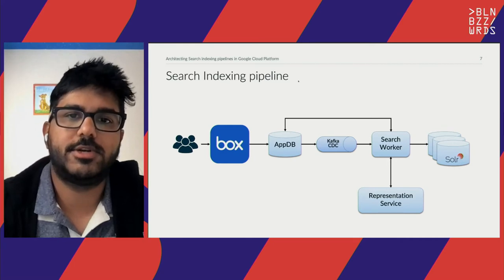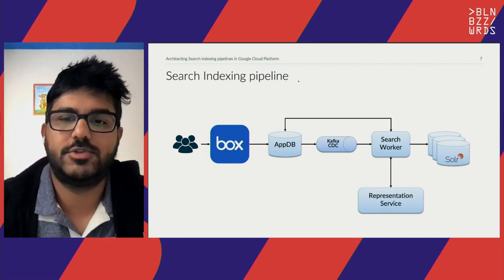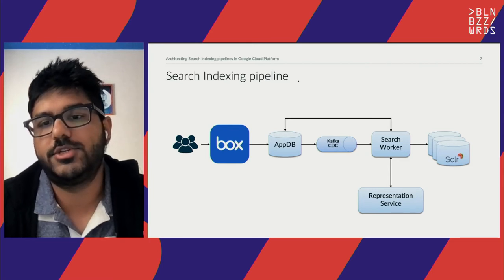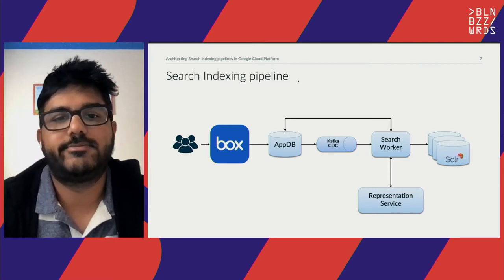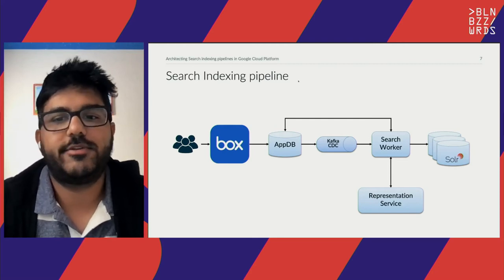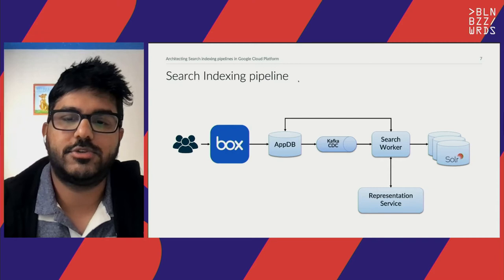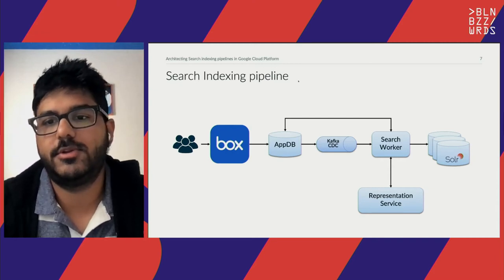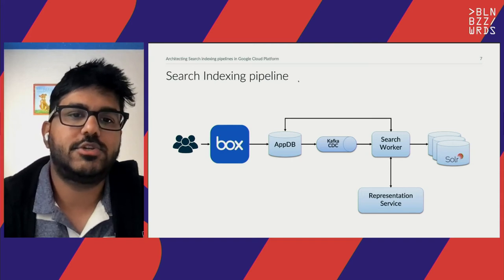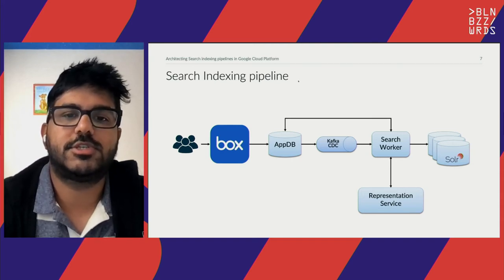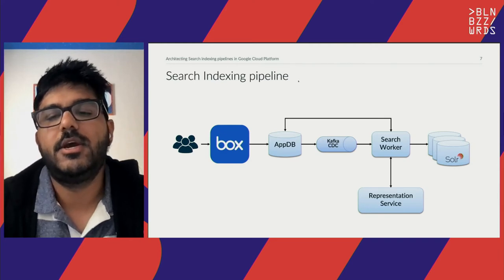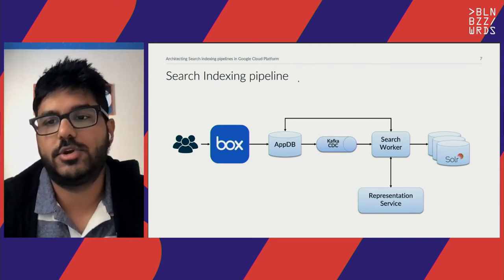There are also other document types like images and videos, which need to be augmented further either through image recognition or text-to-speech, speech-to-text. So those kind of things happen in the search representation service, which then converts the document into indexable format. The search worker also gathers additional information about the document, such as users that have collaborated on the document, and then constructs what we call the Solr document.